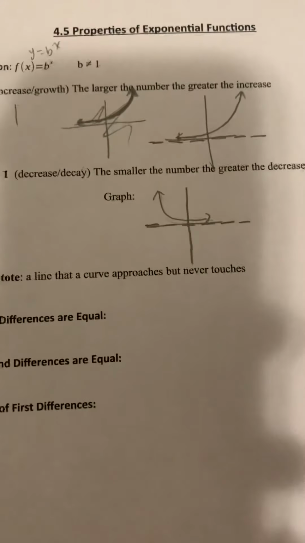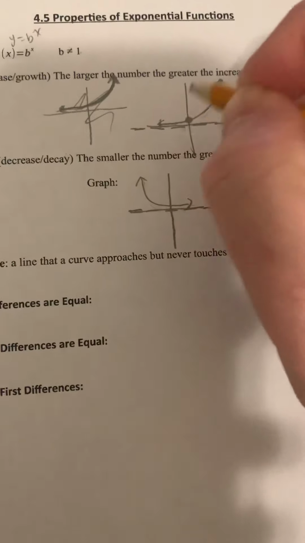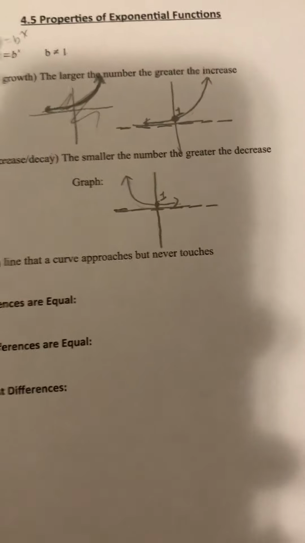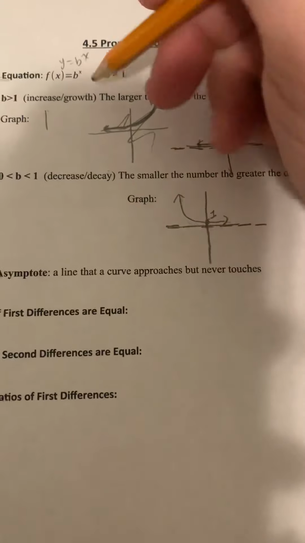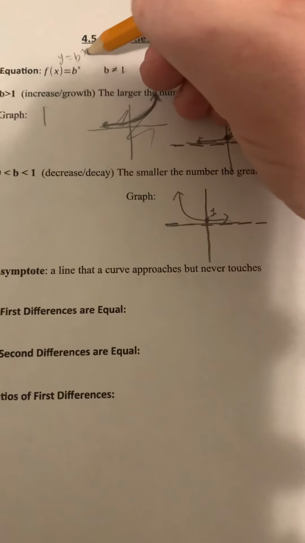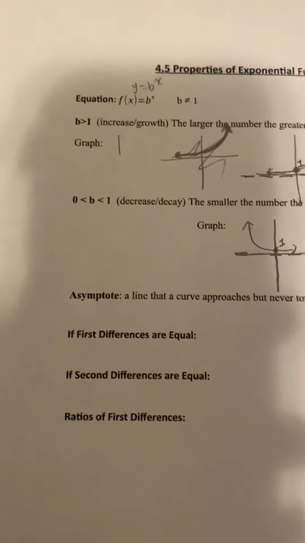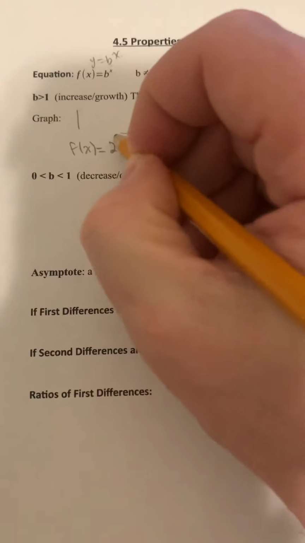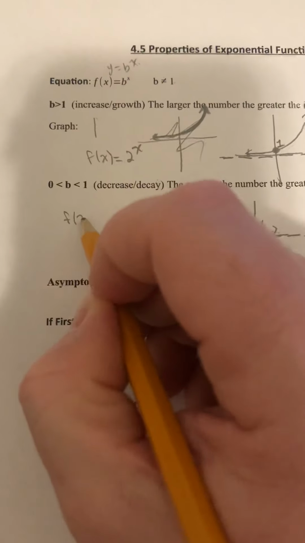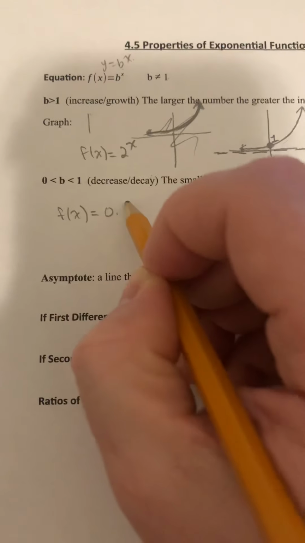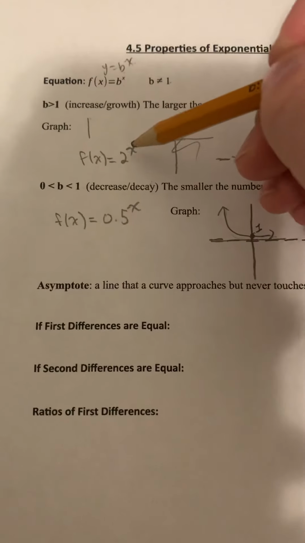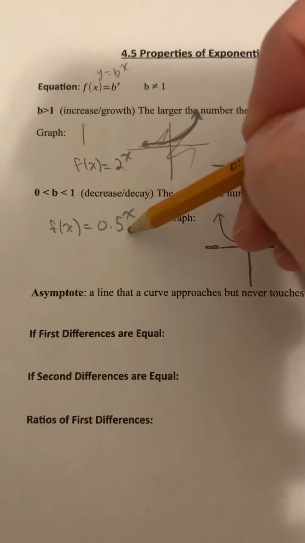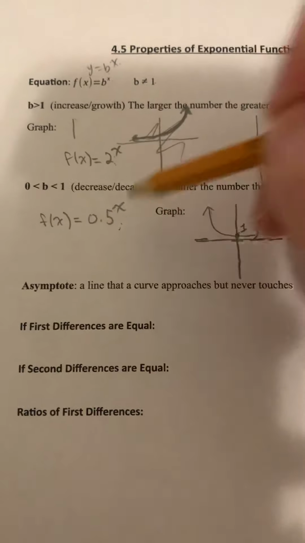Also, in the parent function, this graph always crosses here at positive 1. That is because when you plug in 0, so x is 0, into the equation, anything to the power of 0 is 1. Okay, so I just want to put an example of growth. This would be, say, f(x) equals 2 to the power x, and this one would be f(x) equals, I don't know, we could do 0.5 to the power of x. This number is greater than 1, so it could be a 2, 3, 4, 5, all the way up to infinity. And this is a number between 0 and 1, so growth, decay.